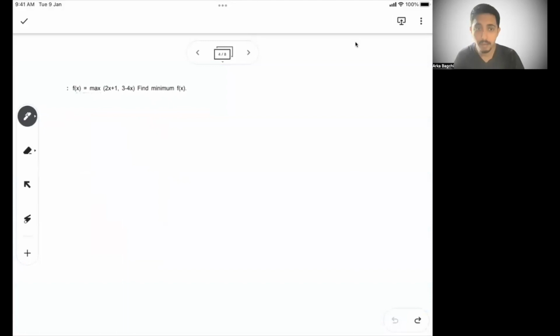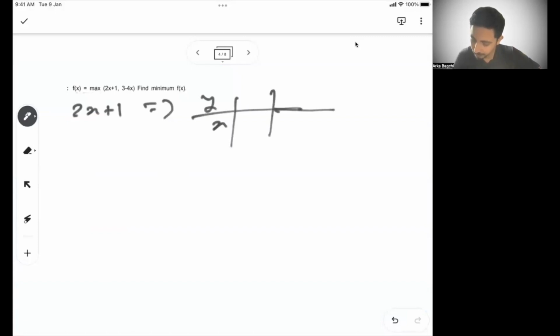Okay. It says f of x equal to max of 2x plus 1 and 3 minus 4x. So let's say 2x plus 1. How will the graph be? Understand this. So y, x. Say y equal to 2x plus 1. When x is minus half, y is 0. And when x is 0, y is 1. Okay, that we got, and also we got when x is 1, y is 3.